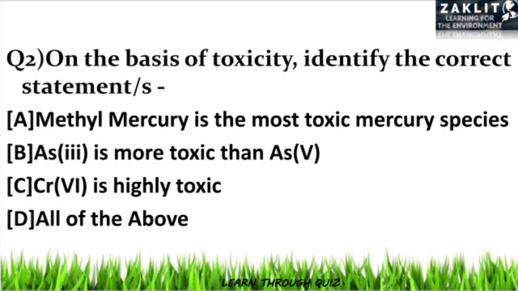The second question was, on the basis of toxicity, identify the correct statements. And here all the three statements were correct because methyl mercury is the most toxic mercury species and arsenic 3 is more toxic than arsenic 5. Similarly, chromium 6 is very toxic. So all of the above will be the correct option. Let's move to the third question.